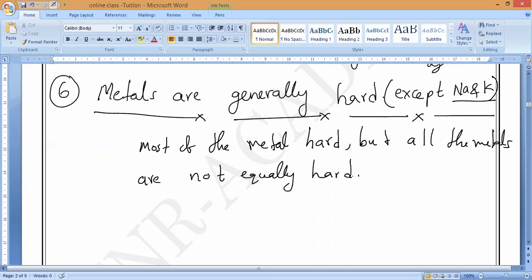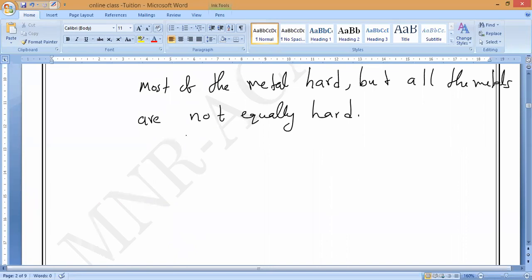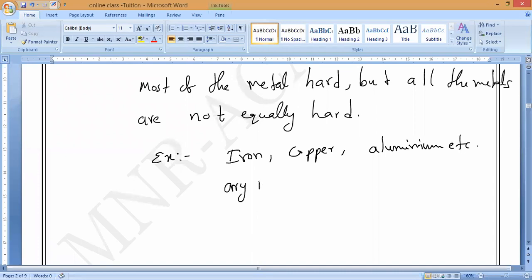Now, if you take most of the metals like iron, for example, iron, next copper, next one aluminium, all of these you can see are very, very hard. You can see iron is the hardest metal. That is why we use it in manufacturing very hard materials. Is it yes, guys? Please respond.